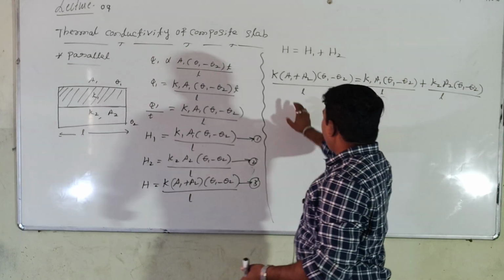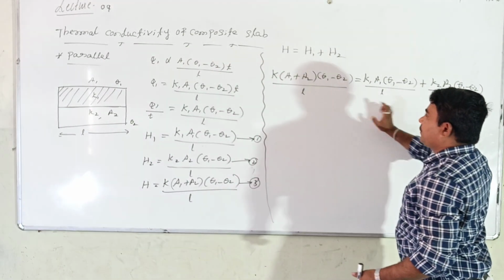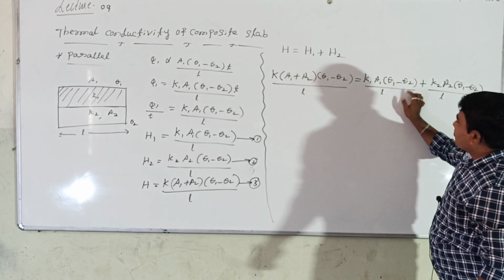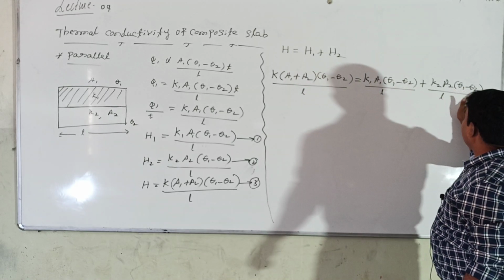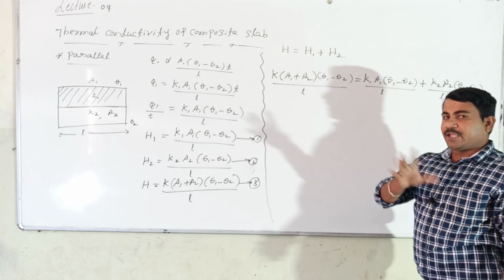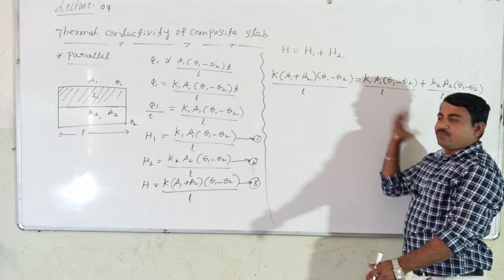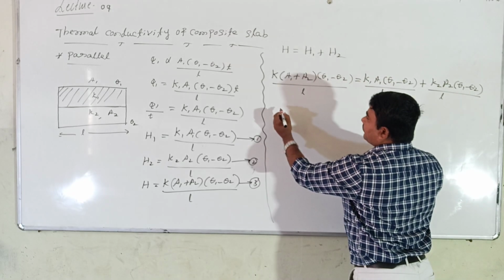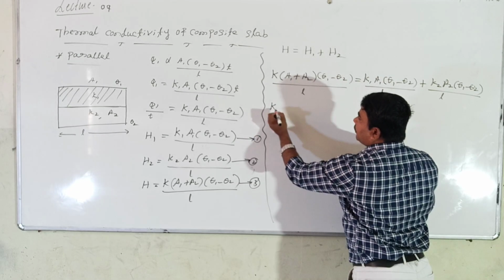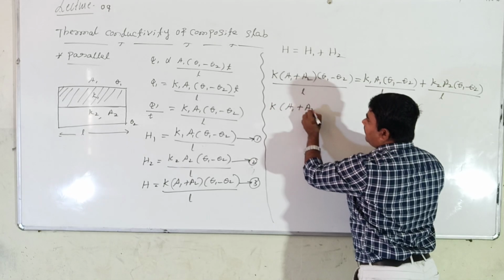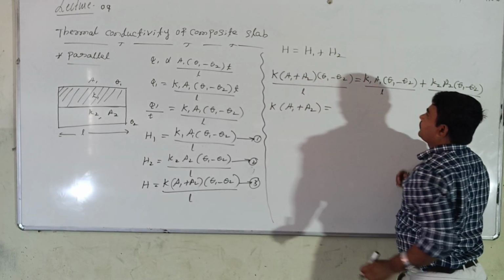Now from this side and this side, what are the common values? Theta 1 minus theta 2 is common, L is common. Here also theta 1 minus theta 2 divided by L is common, and here also. They get cancelled, theta 1 minus theta 2 divided by L from both sides. Then what is remaining? K into bracket A1 plus A2 equal to what is remaining?